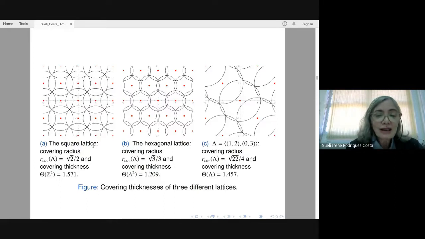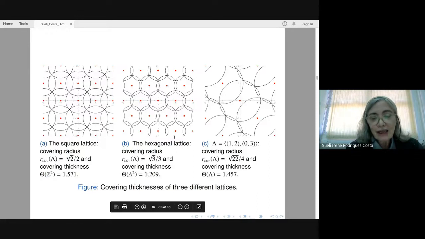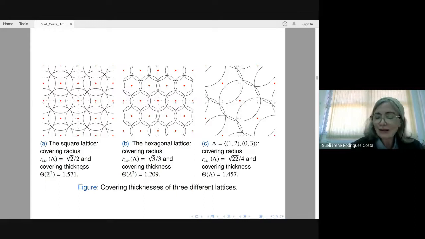So here is the covering of the Z^2 lattice, the covering of the hexagonal lattice, and the covering of the other lattice we set there. So we can see here that the hexagonal lattice again has the best covering, because it has the smallest number. The other lattice is second, and the Z^2 lattice third, right, for this example, just to have an idea.